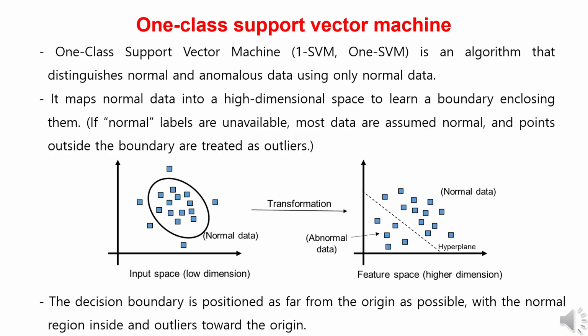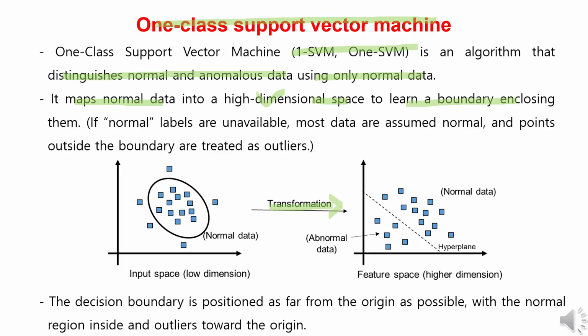The one-class support vector machine, one-class SVM, is an unsupervised learning-based algorithm used to distinguish between normal and anomalous data, primarily using normal data only for training. This model works by first mapping the normal data into a high-dimensional feature space. It then learns a decision boundary that encloses the normal data.